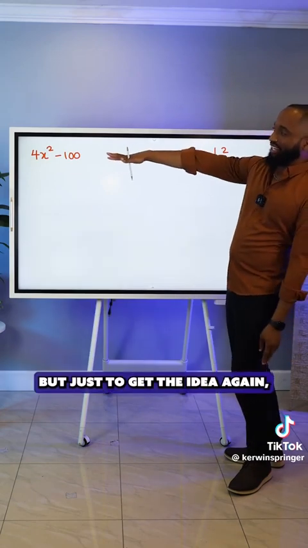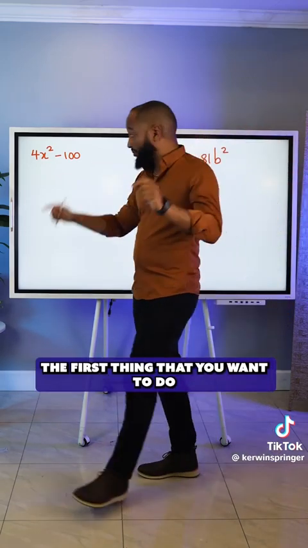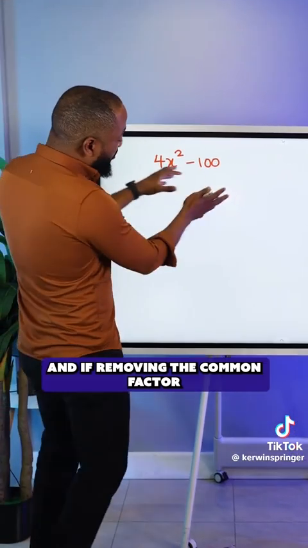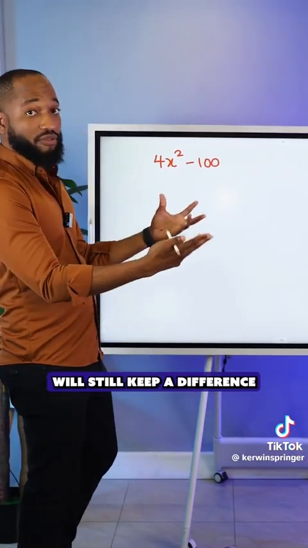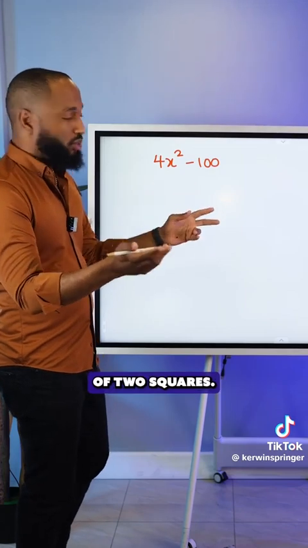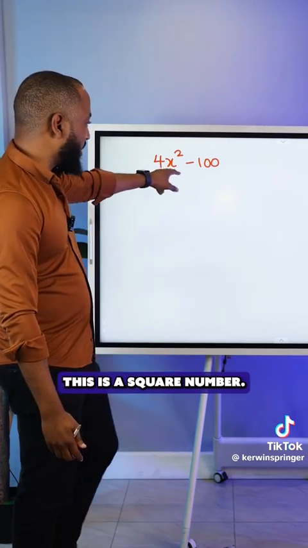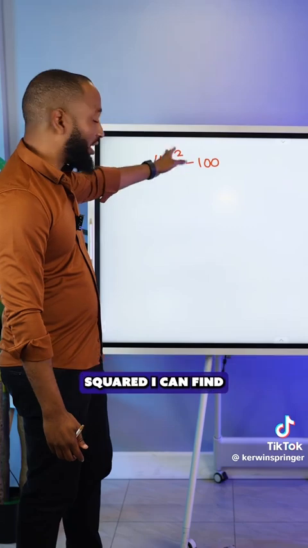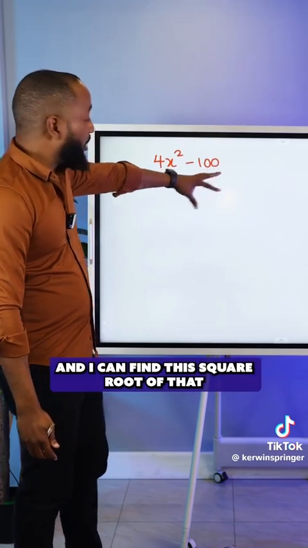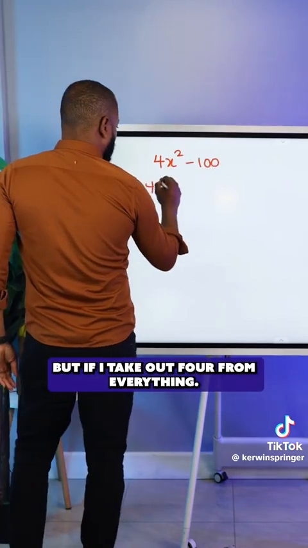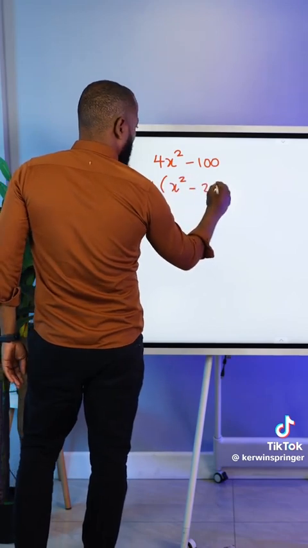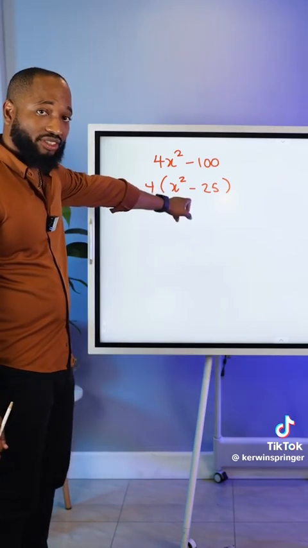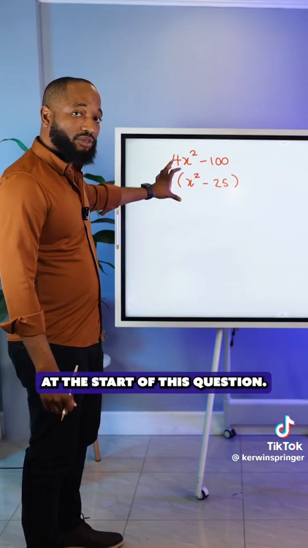But just to get the idea again, the first thing that you want to do is always look to see if there's a common factor between the numbers, and if removing the common factor will still keep a difference of 2 squares. Because this is a square number, this is a square number, this is a square number. 4, I can find the square root of that. X squared, I can find the square root of that. 100, I can find the square root of that. But if I take out 4 from everything, I still have square terms separated by a subtraction sign. So this is what you want to do at the start of this question.